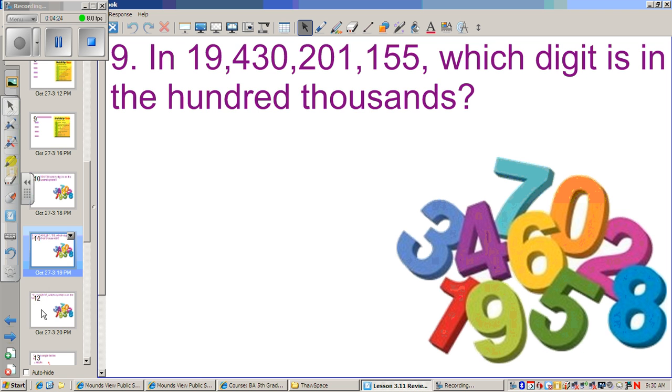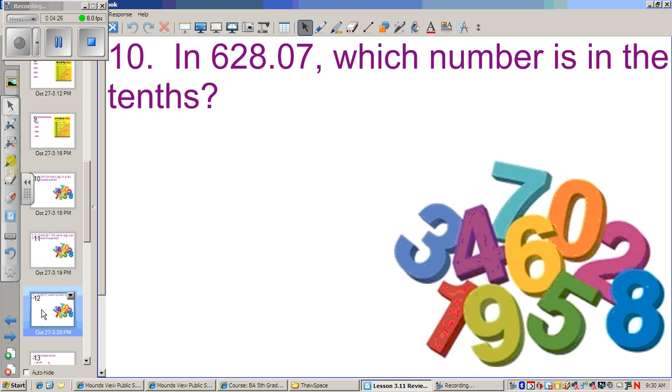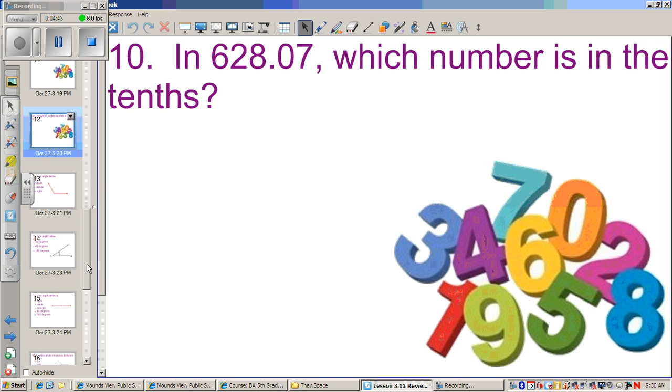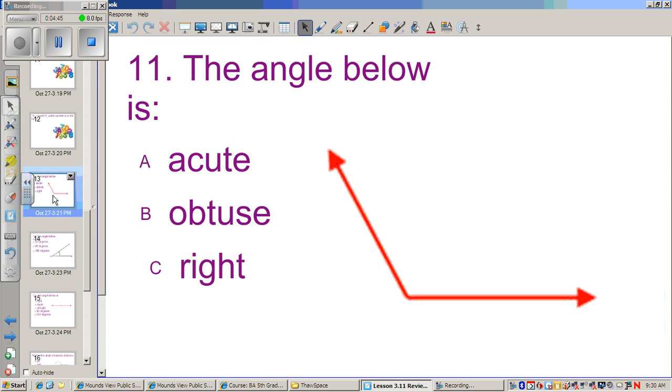Okay, so moving on. Number 12, or number 10, sorry. I was looking at my slides. This is slide 12. In 628 and 7/100ths, which number is in the tenths? Which number is in the tenths? THS this time. All right, moving right along. Question 11. The angle below is what type of an angle? Acute, obtuse, or right? Hopefully you know that right away.